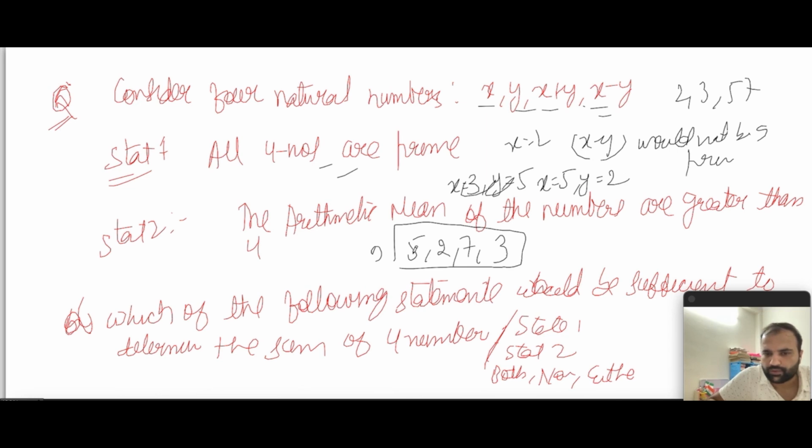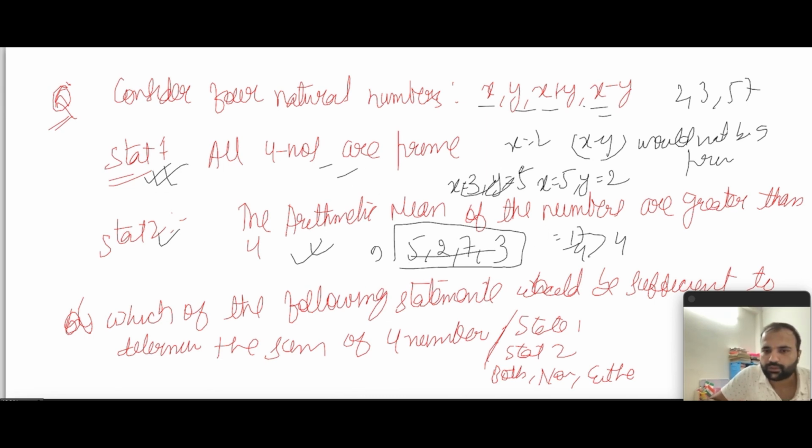Now the second statement says that the arithmetic mean should be greater than 4. Arithmetic mean is nothing but adding all the numbers and dividing by the quantity. So 1, 2, 3, 4, we have 4 numbers, so we'll add up and divide by 4. 5 plus 2 is 7, 7 plus 7 is 14, then 17 by 4, which is greater than 4. So the question is, out of these two statements, which would be just sufficient to determine the sum of the 4 numbers?